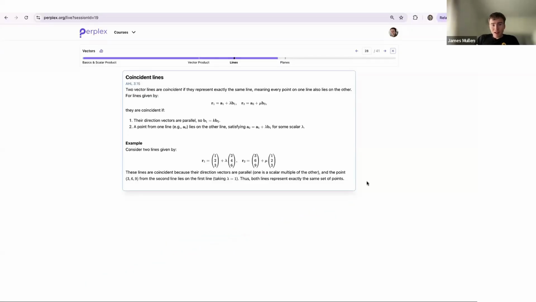So here's an example. I have two vectors given by r1 is equal to (1, 2, 3) plus lambda times (2, 4, 6). And I have a second vector, (3, 6, 9) plus mu times (1, 2, 3). So these lines are coincident because their direction vectors are parallel. This one is double this one. So the lines are parallel. And this point, (3, 6, 9), lies on this line. If I let lambda equal 2, I get (3, 6, 9). So this point lies on both lines, and therefore these two lines are coincident.